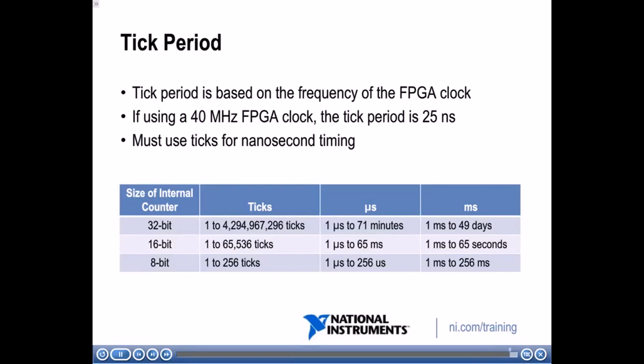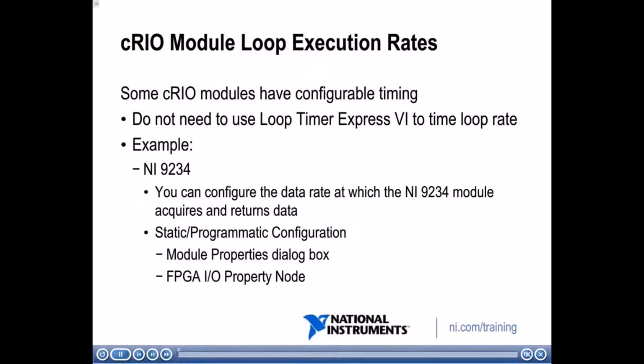Now you can implement loop execution rate using the timing express VIs. Next, we will implement loop execution rate using the CompactRIO Module data rate. In the previous section, we implemented loop execution rate using the timing express VIs. By the end of this module, you will be able to implement loop execution rate using the CompactRIO Module data rate.